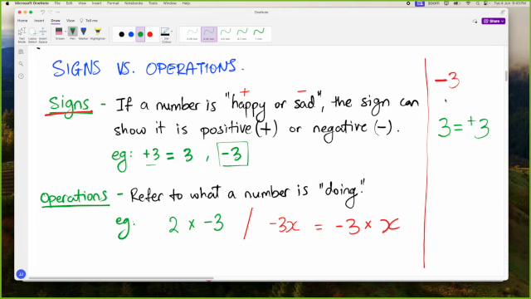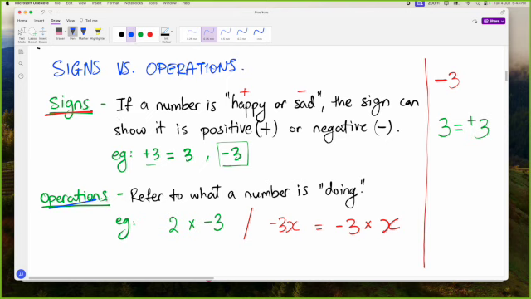You notice it had nothing to do with multiply and divide here. This is a sign. A sign could either be positive or negative. This is not add and subtract. No, this is just telling you where it is on the number line. Because if you had a number line and this is 0, +3 will be over here and -3 will be over here. So the sign is just telling you where it is on the number line. Is it a happy number or a sad number, right?